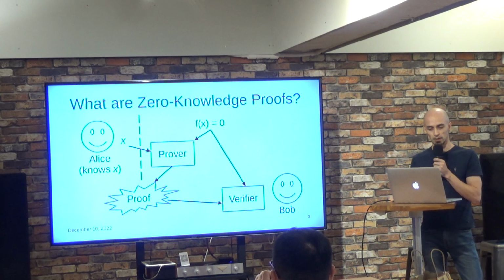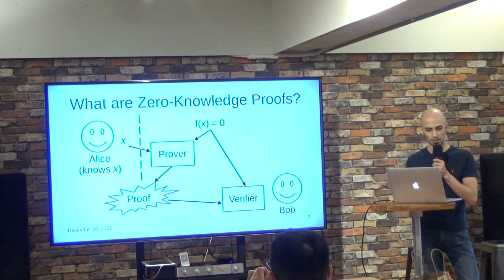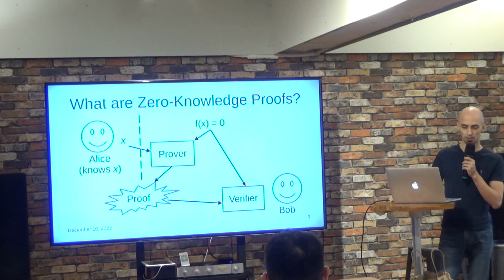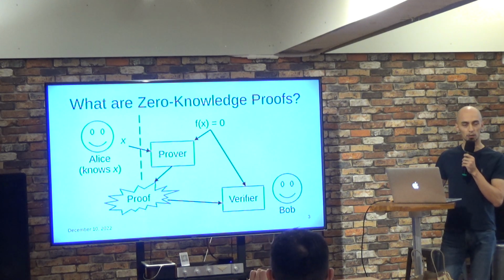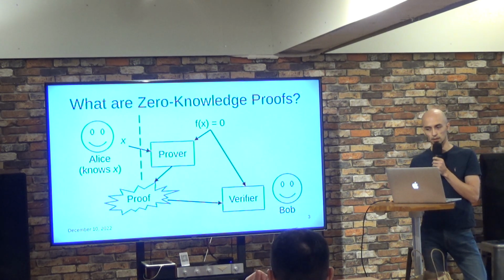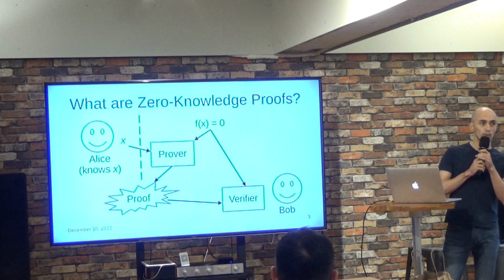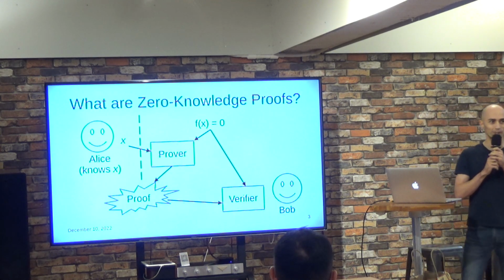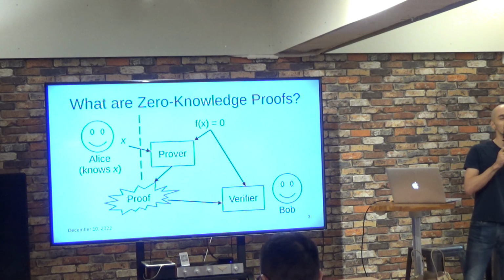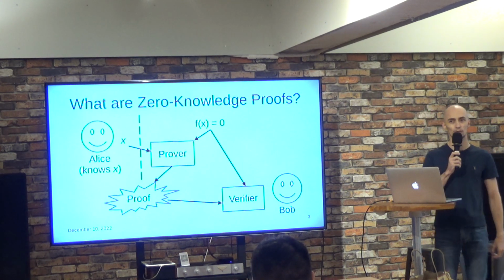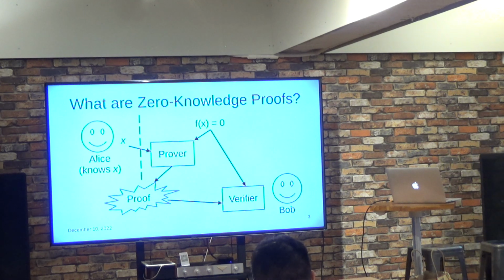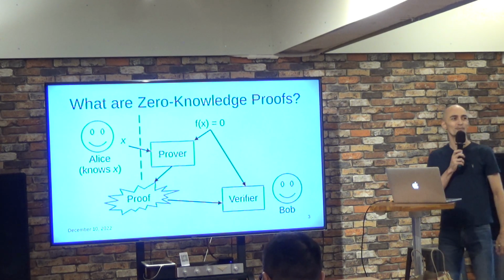So a class of problems that is relatively convenient to use with ZK is the incomplete information games, like Mastermind or Battleship.